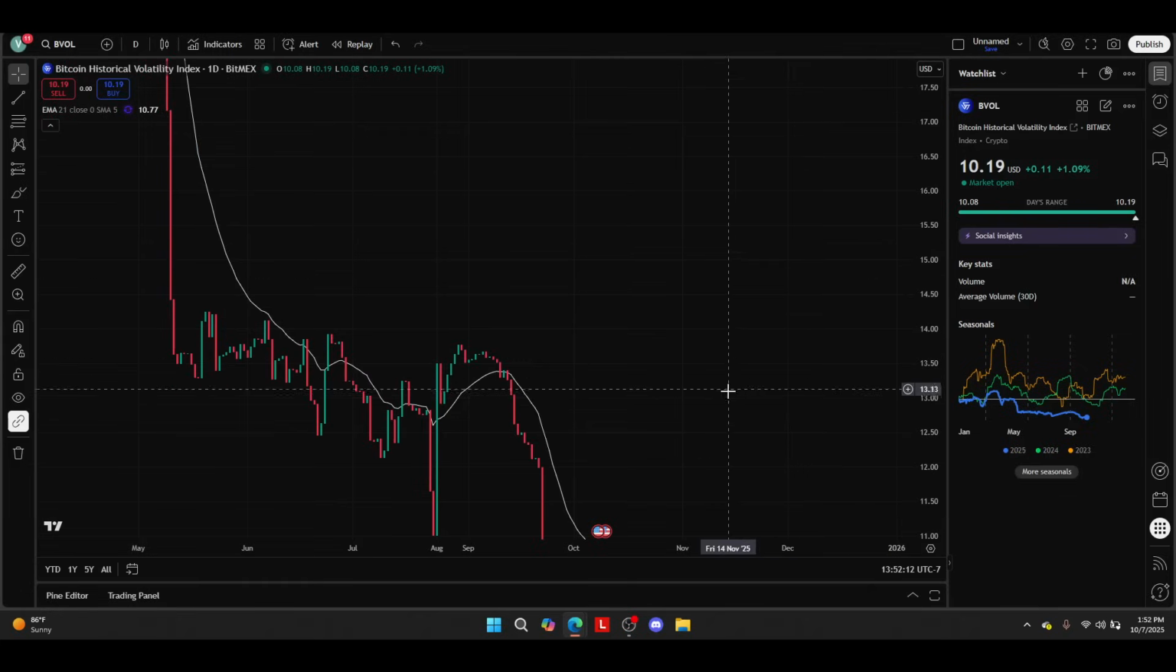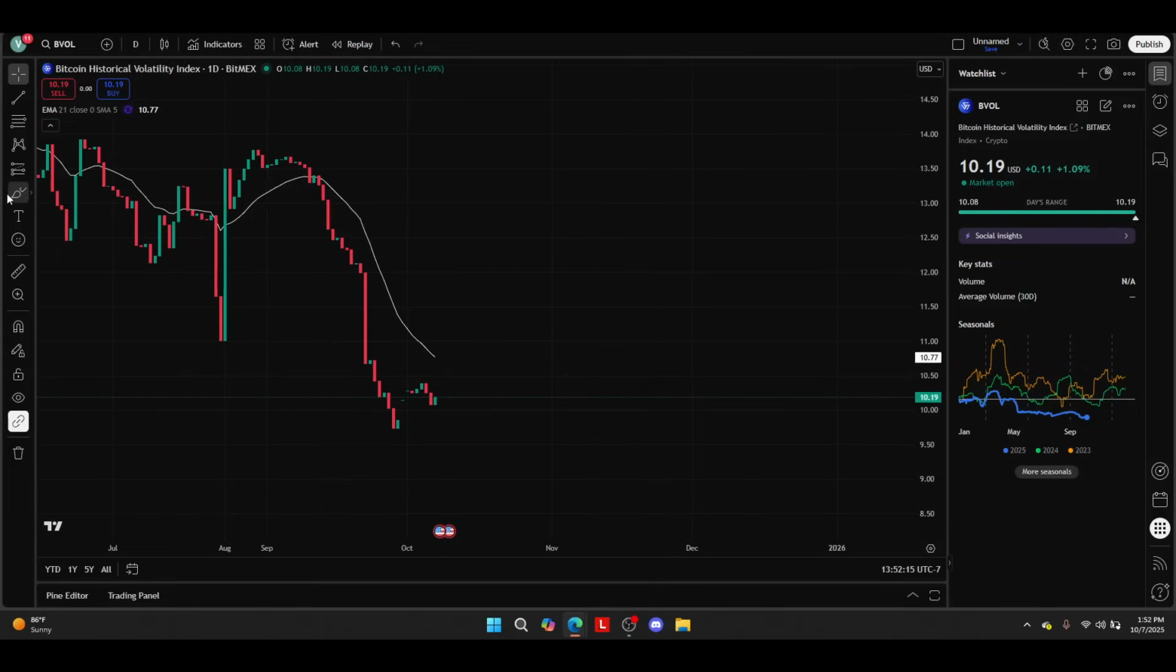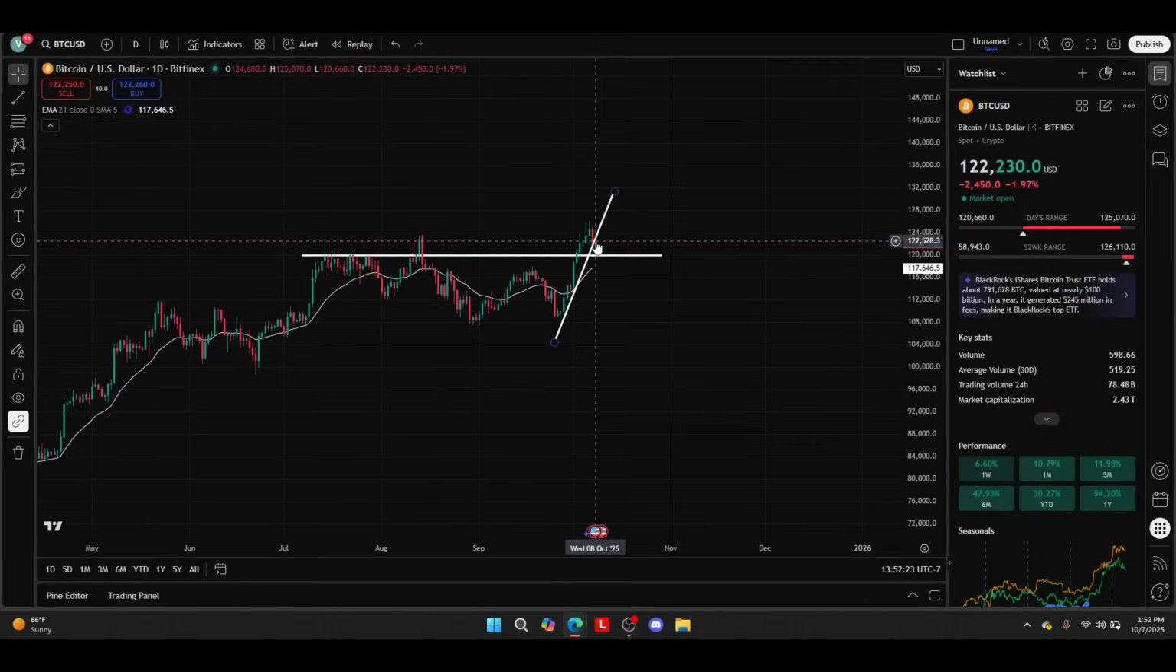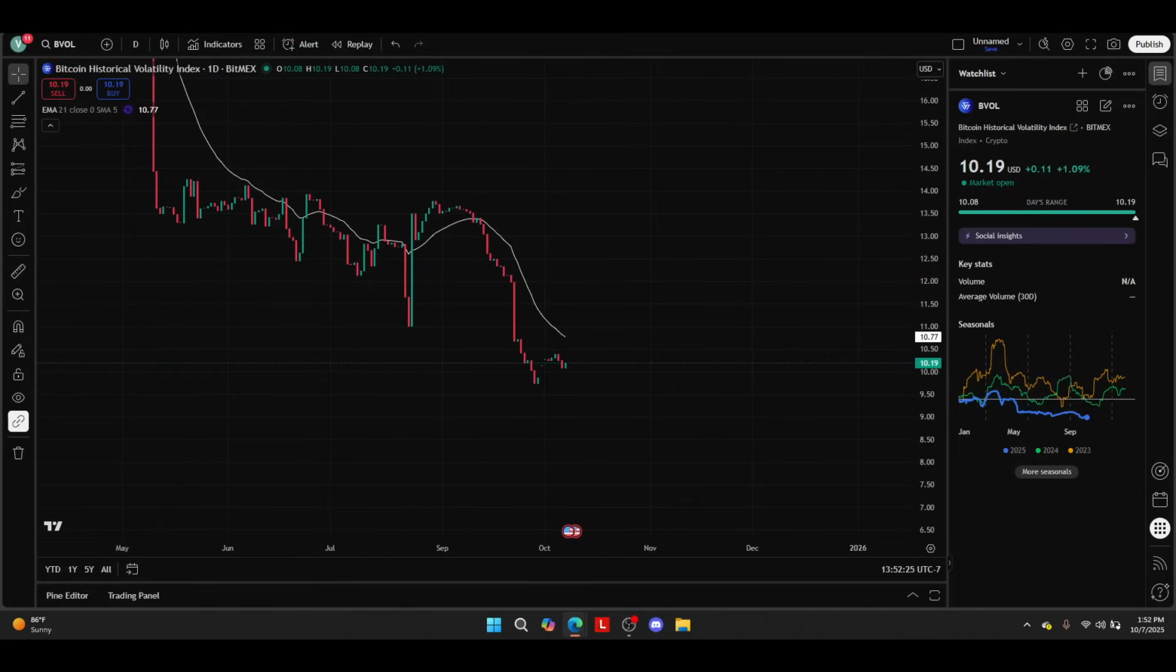So I want to see this volatility increase. That is what the bulls need for higher prices. You want to see continued volatility towards the upside. That means we can see big green candles, and then we see higher prices.